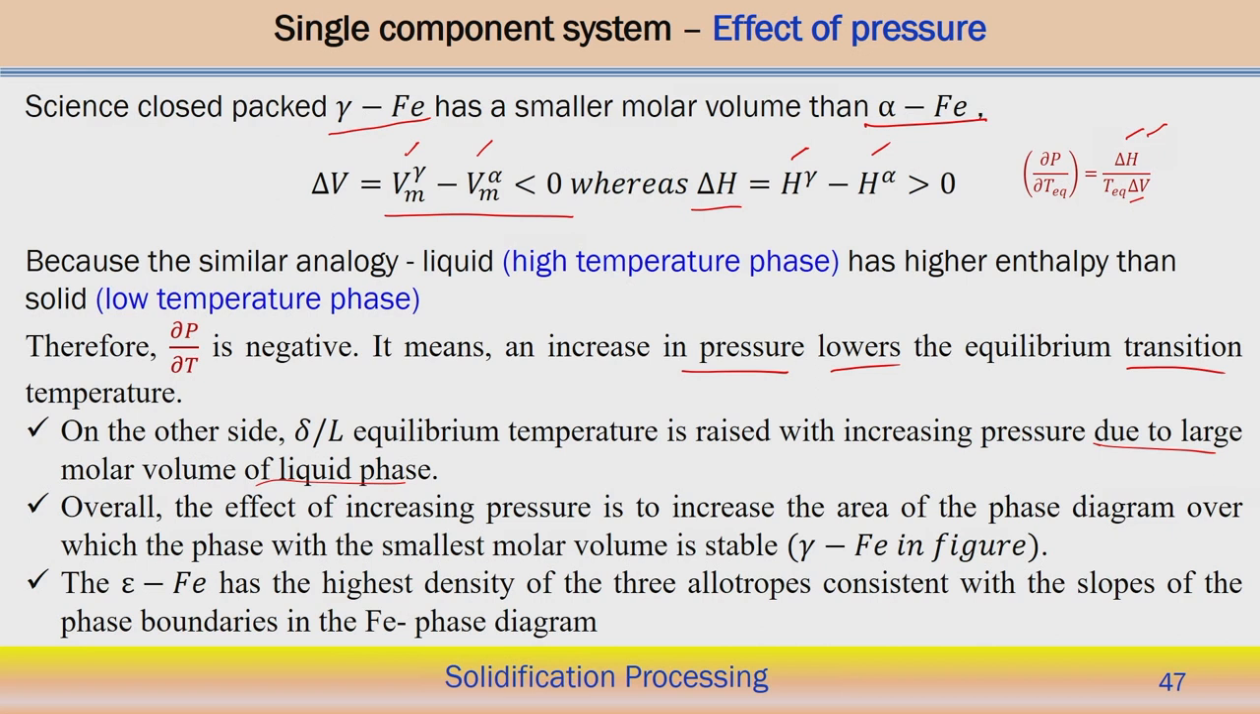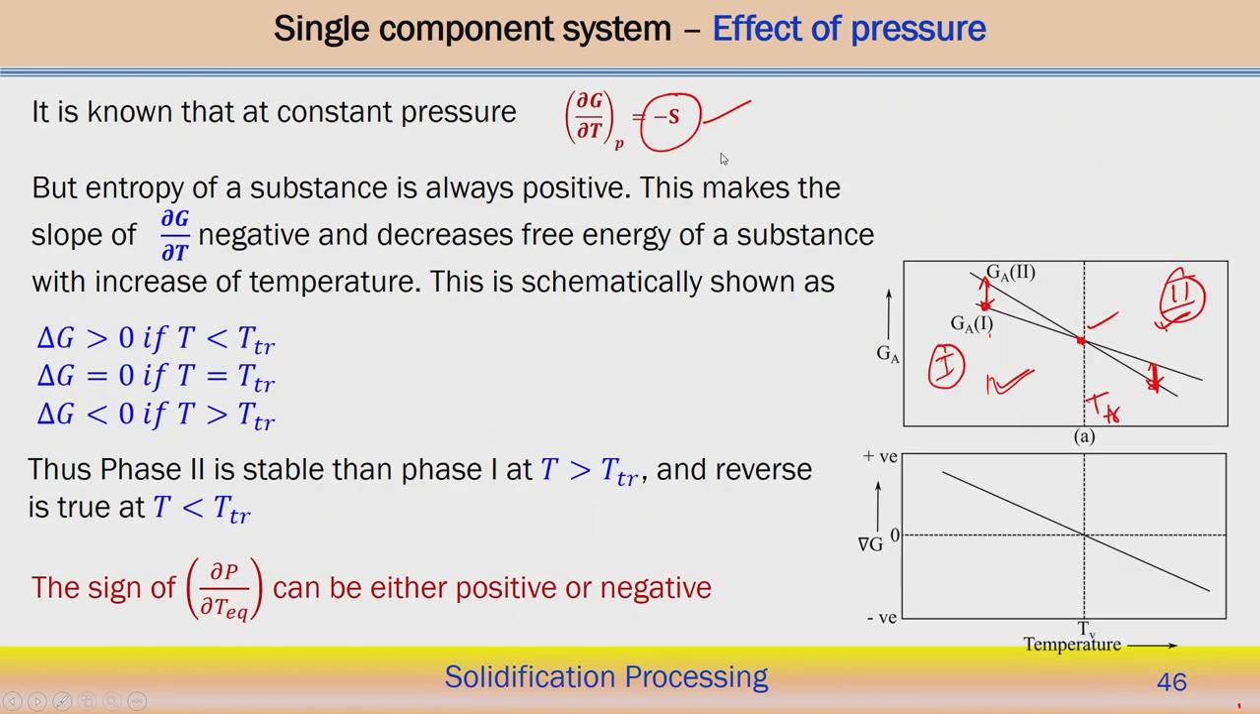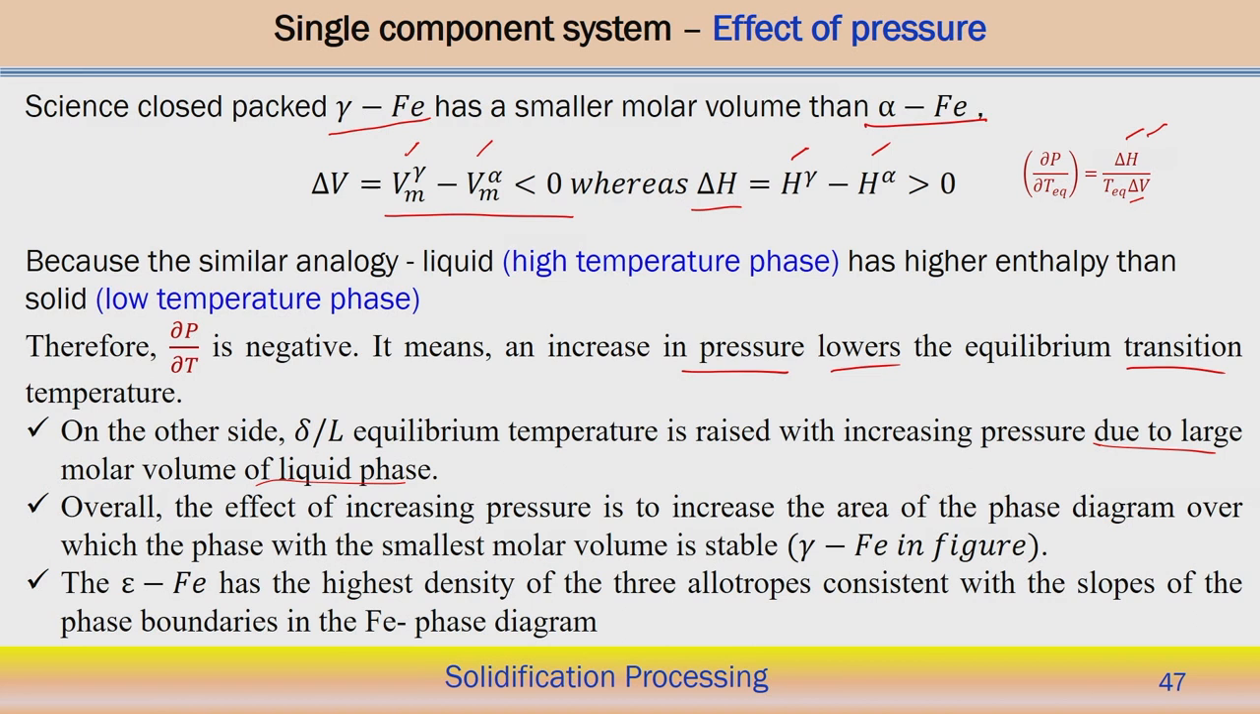So that means an increment of pressure is accommodated by an increment of temperature. Therefore, this equilibrium temperature is raised with increasing pressure, and we can take the reference of this diagram here, between delta iron and liquid iron. Here there is a slope, and the slope indicates that the equilibrium temperature actually increases when considering the equilibrium between liquid iron and delta iron. So this phenomenon can be explained using this equation.